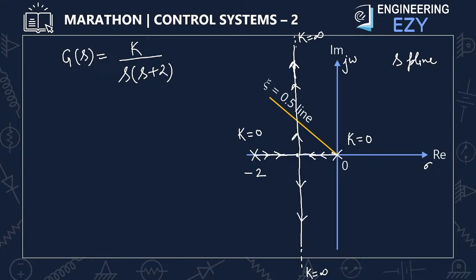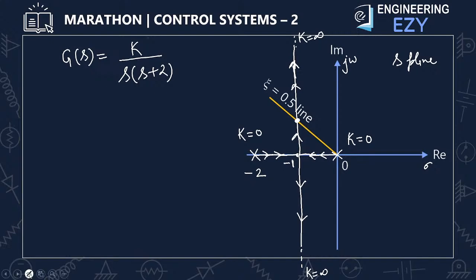Now the root locus and the zeta line intersect at this point. So we have to calculate the K value here. What is the K at this intersection point? So first we calculate, and this value is -1. Yes, -1 is the centroid.